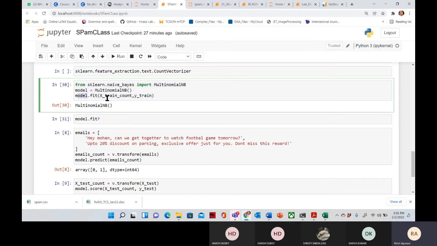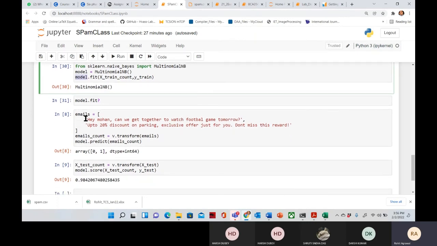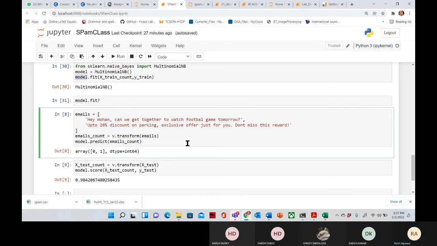Now we are testing this model for an unknown email, or you can say an unknown message. I have written an unknown message here: Hey Mohan, can you get together to watch the football game tomorrow? I have taken two messages. The second message is: Up to 20% discount on parking, exclusive offer just for you, don't miss reward. So according to you, the first one will not be spam and the second one will be spam. Am I right? Yes, sir.